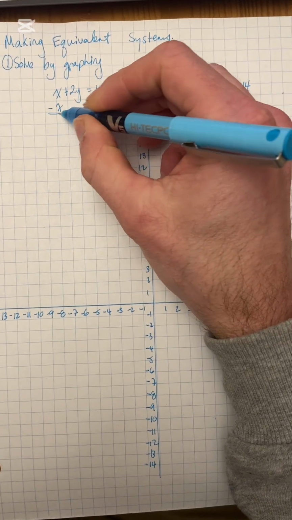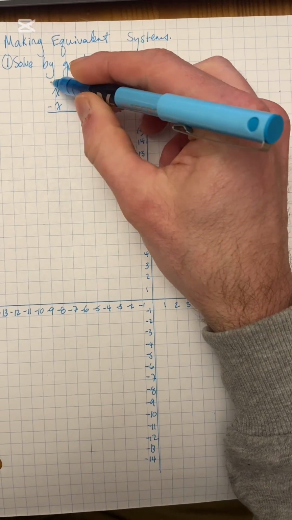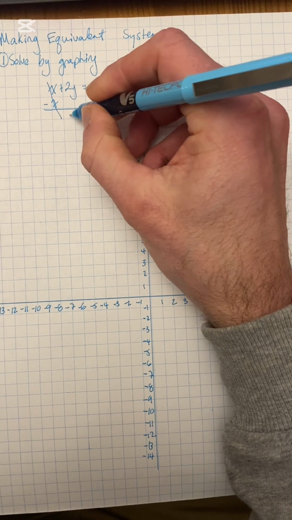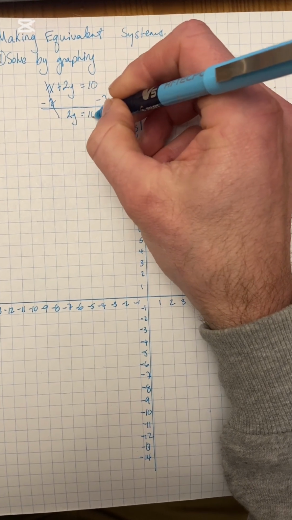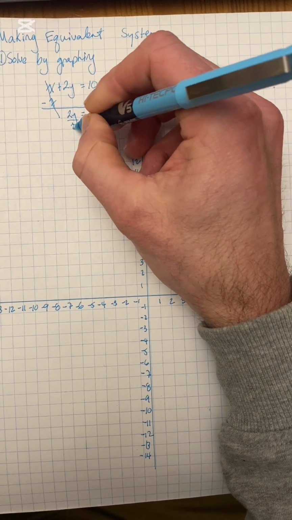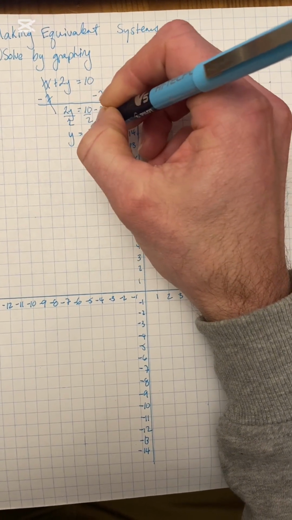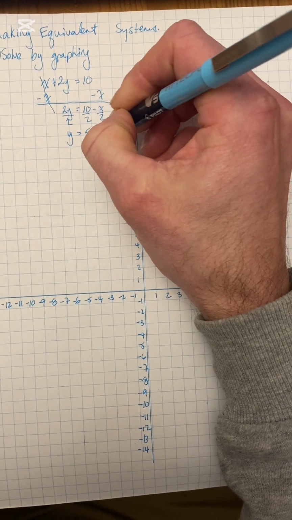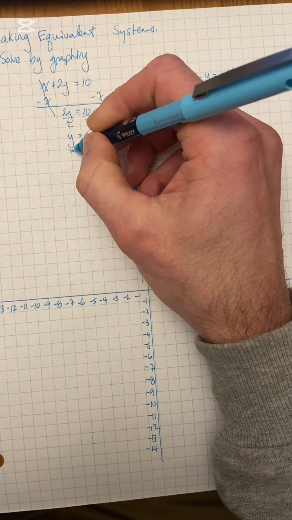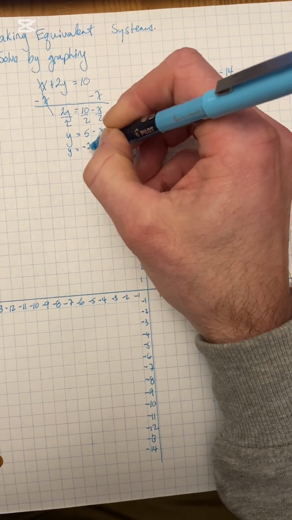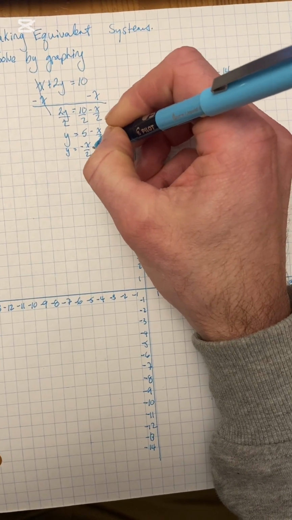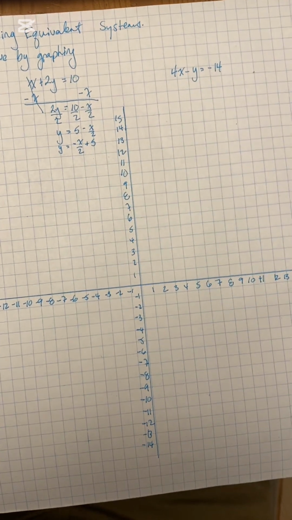So I move x over. 2y equals 10 minus x. I divide by 2, divide by 2, divide by 2. That's y equals 5 minus x over 2. I rewrite into y equals mx plus b form. There's my first equation.